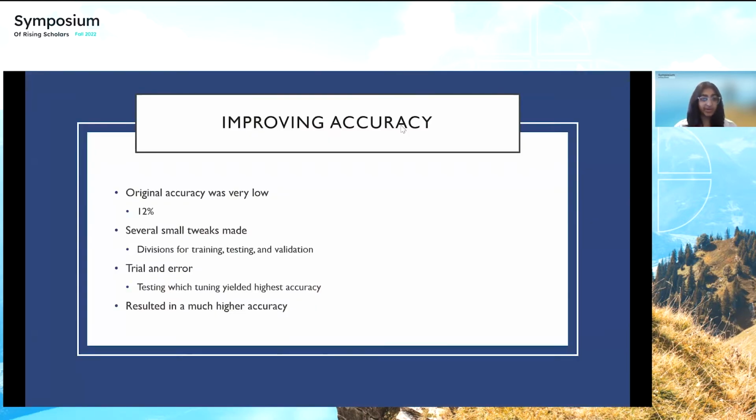But even though the model was working, its original accuracy was very low, around 12%. If you remember, my goal is higher than 86%. So I had to make several small tweaks. First example, I changed how the data was divided for training, testing, and validation. There was a lot of trial and error where I would change a number, run the entire model, see if it made any change in accuracy, and I just kept trying and trying. And after a lot of trial and error, I resulted in a much higher accuracy.